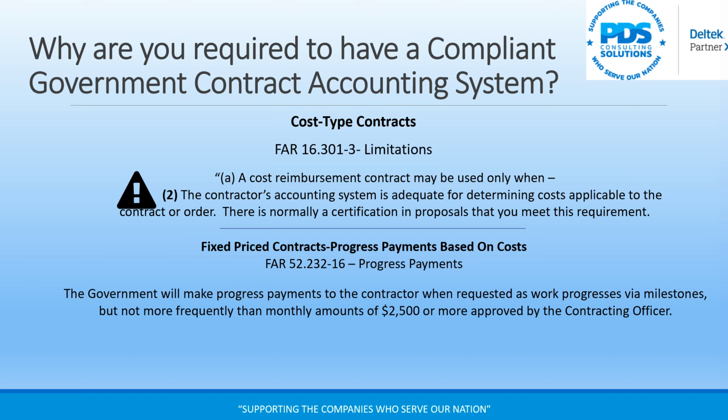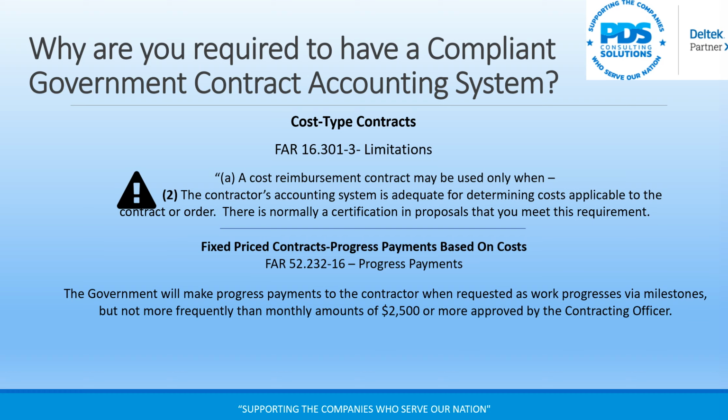There is usually, within a proposal when you're bidding on a contract, a statement in cost-type proposals or RFPs where you have to certify that you meet this requirement, either that you can prove you already have an existing compliant accounting system, or that by the time of the award, you're going to have a system implemented and up and running.